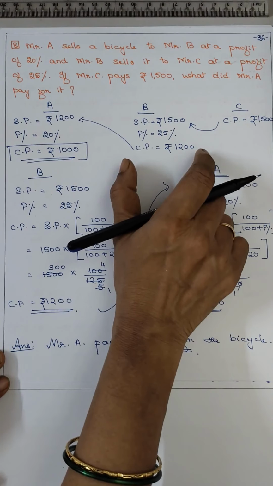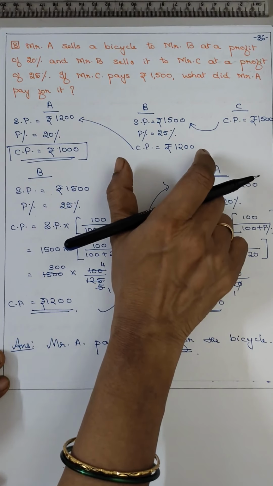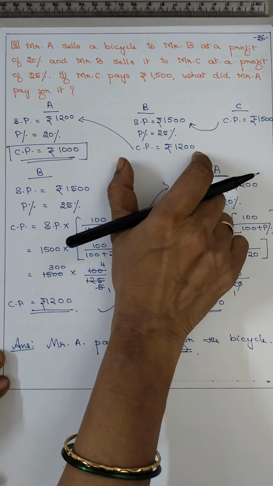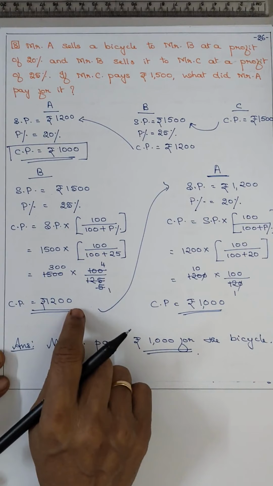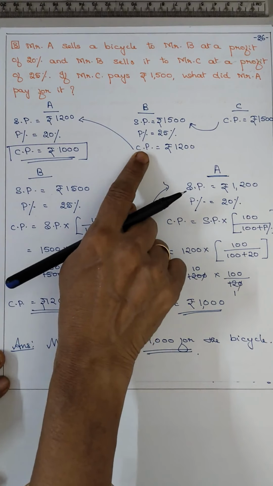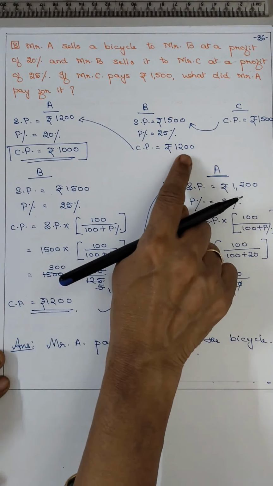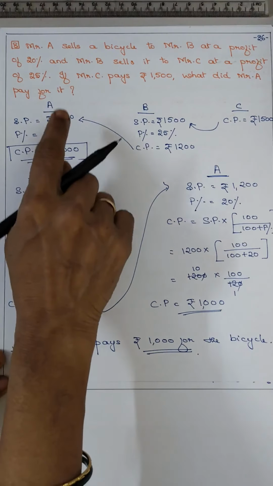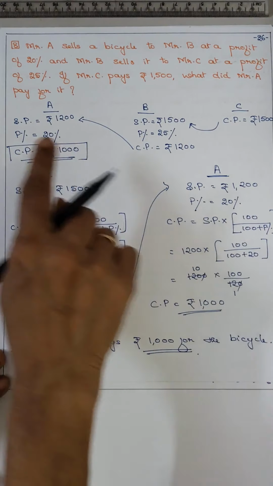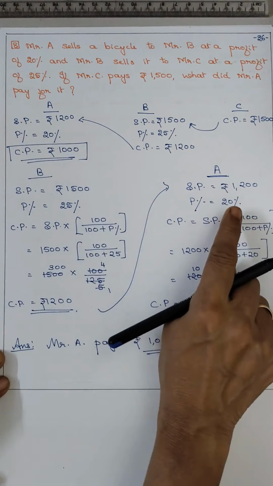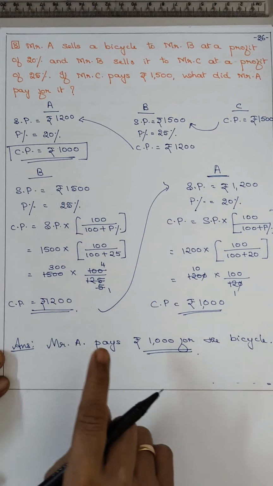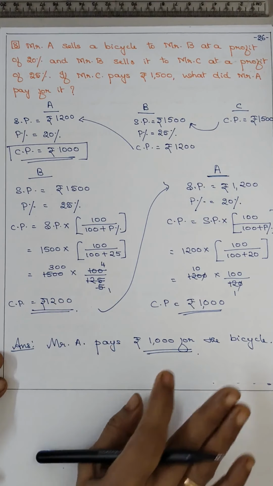The CP for B, meaning the money he paid to buy, becomes the SP for A, because A sold it to him. So the CP for B, that is the 1,200, will be SP for A. So taking SP to be 1,200 and profit percent 20%, find out the CP, that is the money paid by A to purchase the bicycle.